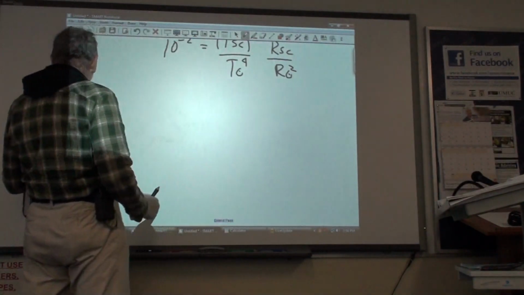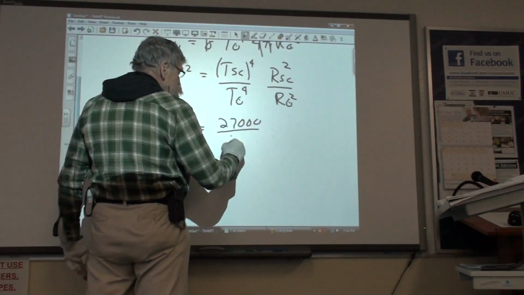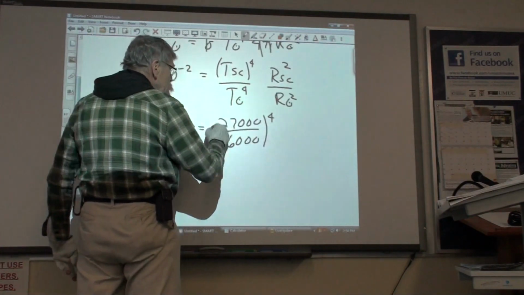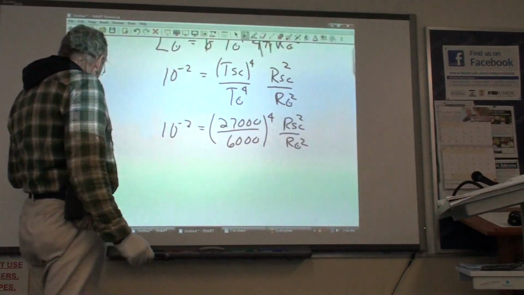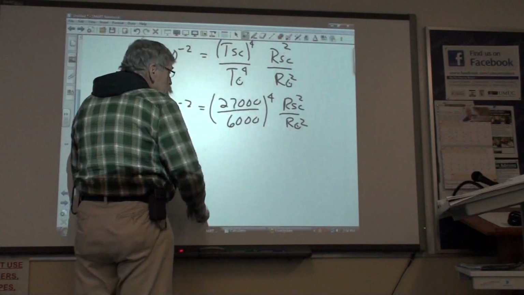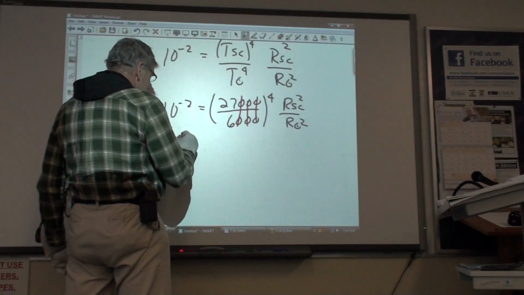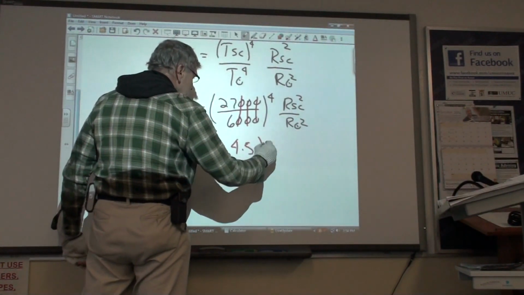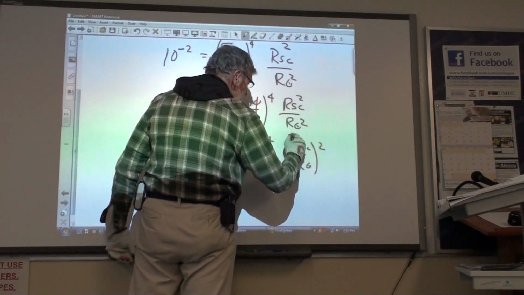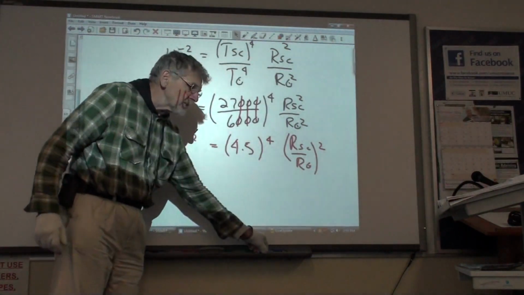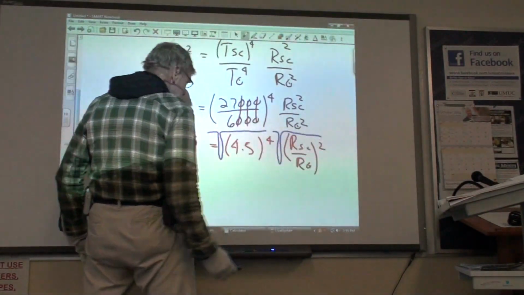Now, the temperature of the companion is given as 27,000. The temperature of the sun is 6,000. This is to the 4th power, and what's left is the radius squared over the radius squared. Now, these 3 zeros are going to cancel, and 27 divided by 6 is 4.5. So 10 to the minus 2 equals 4.5 to the 4th power times RSC over R sun to the 4th power. And now we're going to take the square root of both sides, the square root of this object, the square root of this object, and the square root of that object.